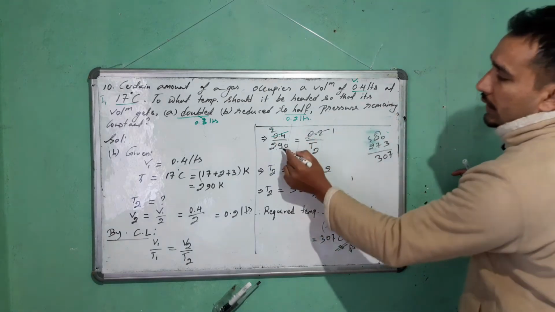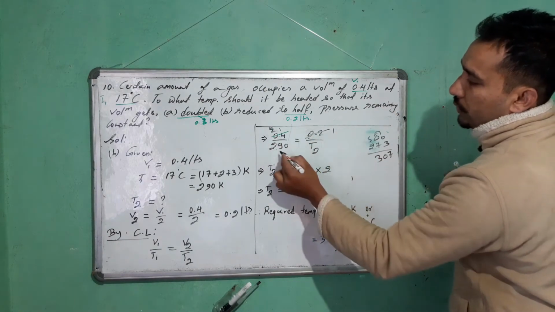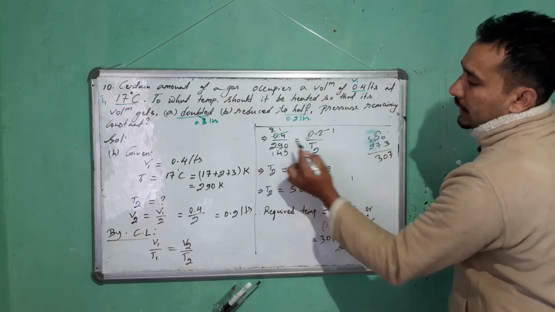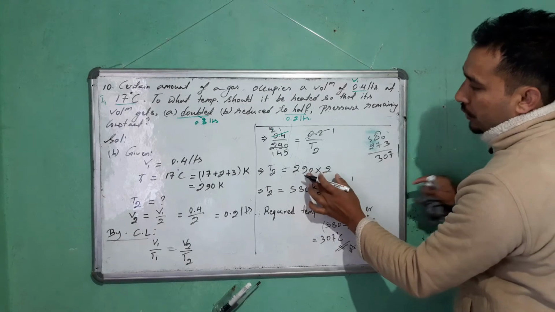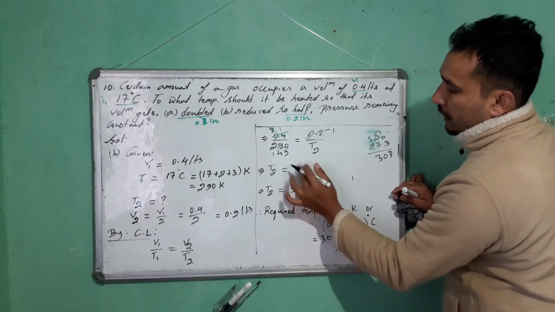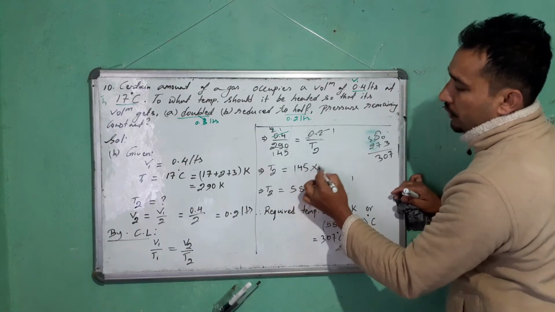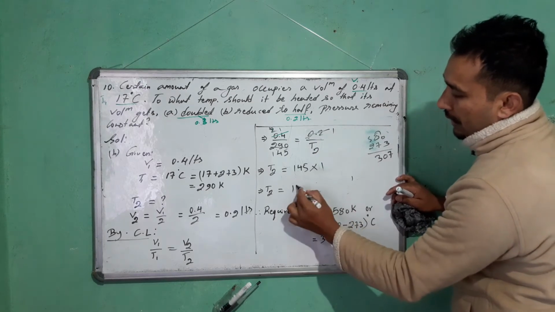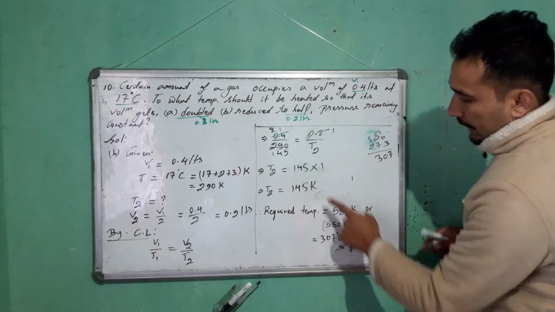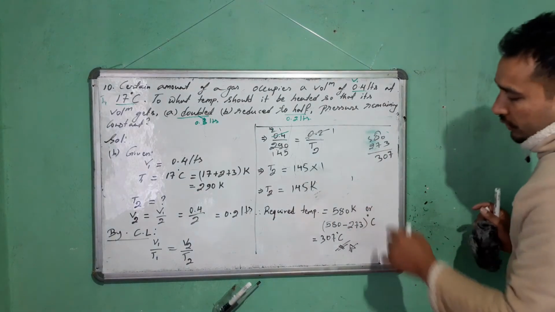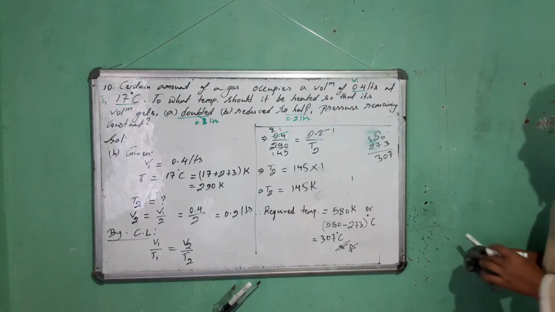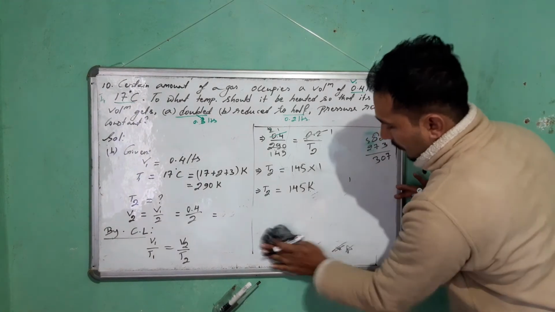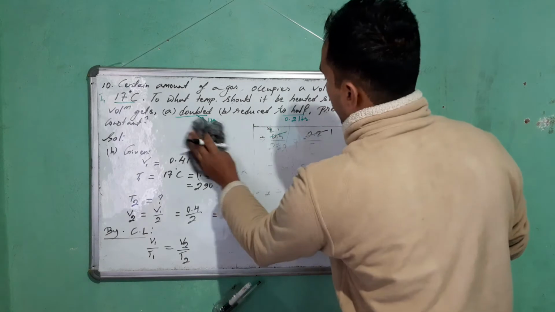After this you can cancel the numerator and this also. If you cross multiply, T2 will be equal to 145 into 1. So it will be equal to 145 Kelvin. And if you want to convert this to degrees Celsius, you subtract 273. So your answer will come out negative. So this completes question number 10.